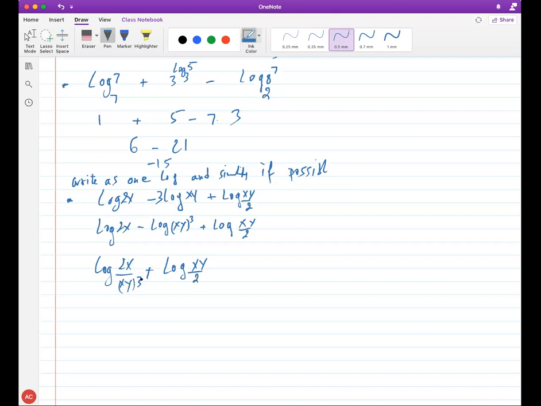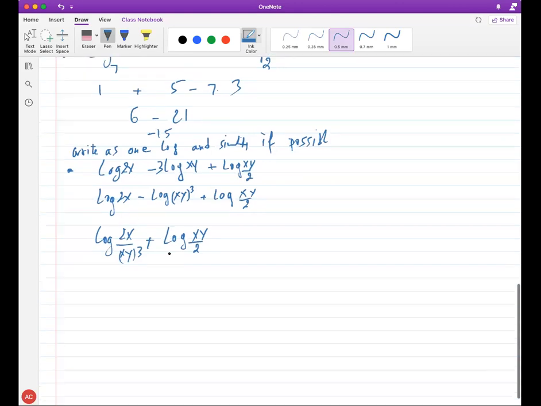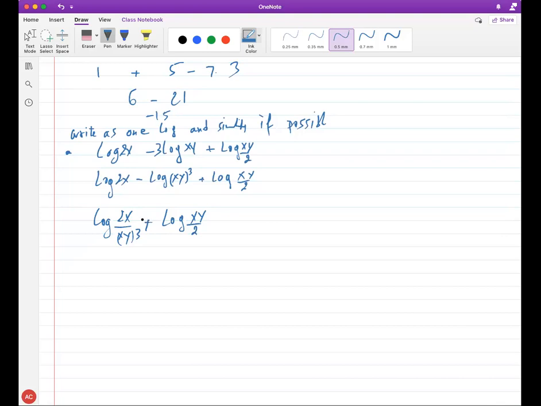Okay, we're down to 2 logs. Now, how do we put these two together? Multiply. That's right. I'm just going to multiply the inside, so it's going to be a log of this times the other log. It's all inside one log. Okay, we said simplify if possible. Can we simplify? I mean, you can multiply the insides of the logs. I see what you did.